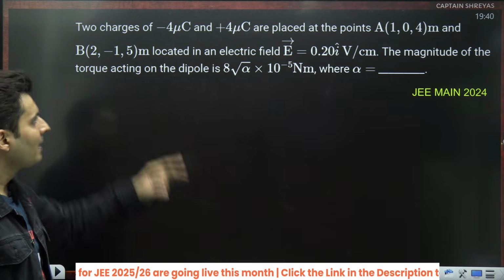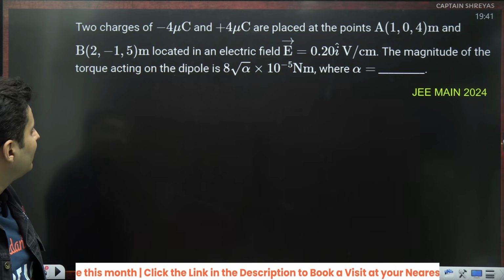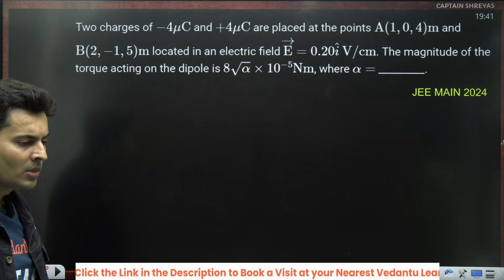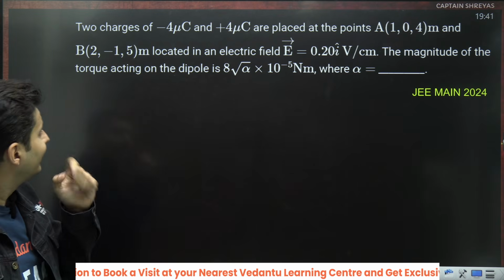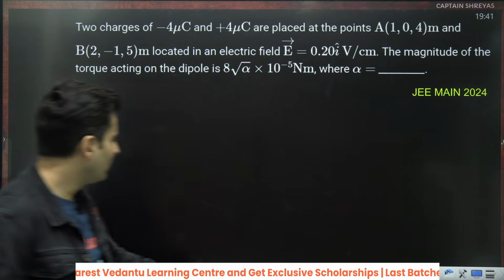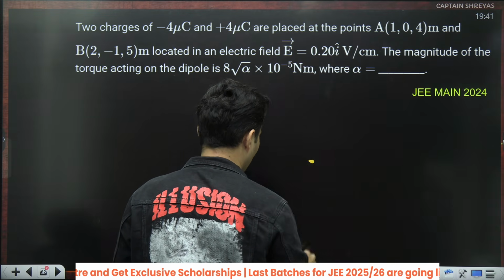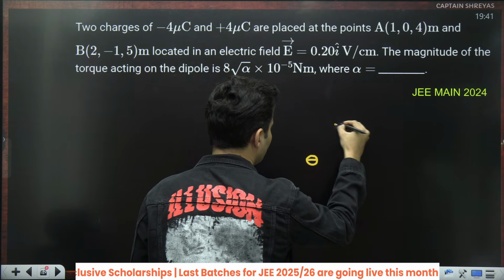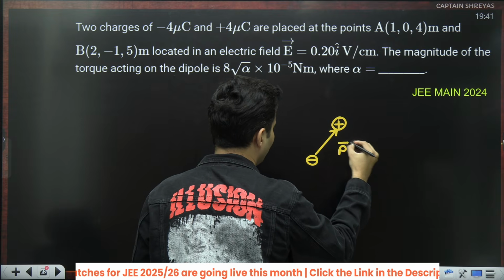Beautiful question. We have two charges, 2 points in a field. Find the torque on the dipole. The torque on the dipole formula is dipole moment into the field. Field is already given. Dipole moment is not known, but dipole moment always goes from negative to the positive charge. So think about it. If I have a negative charge and if I have a positive charge, this is the direction in which the dipole moment will be.